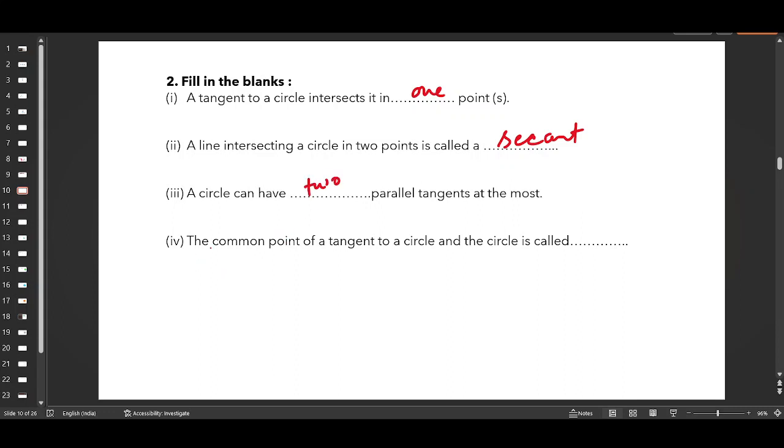Now the fourth question: the common point of a tangent to a circle and the circle is called what? Point of contact. We have discussed this more. This is the point of contact. Clear? Now come to the next question.